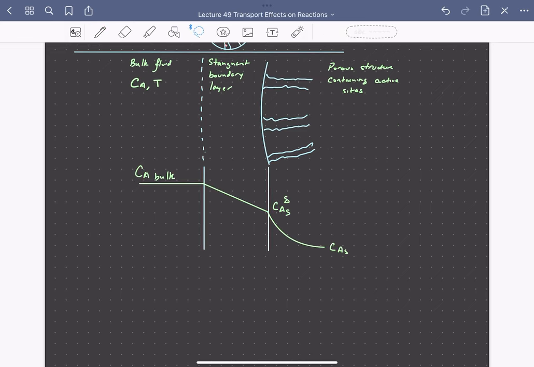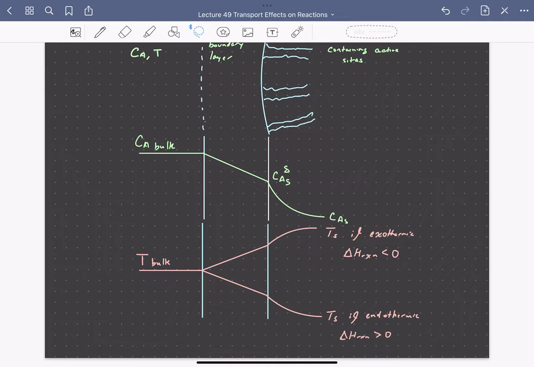So if mass transport is not sufficiently rapid to provide reactants to the catalyst surface and transport products from the catalyst surface, concentration gradients will develop either in this stagnant boundary layer or within the catalyst particle. Similarly, temperature gradients can develop if heat transport is not sufficiently rapid. So we could have increased temperatures relative to the bulk fluid if the reaction is exothermic and is generating lots of heat, or we could have temperatures that are lower than those in the bulk fluid if the reaction is endothermic.